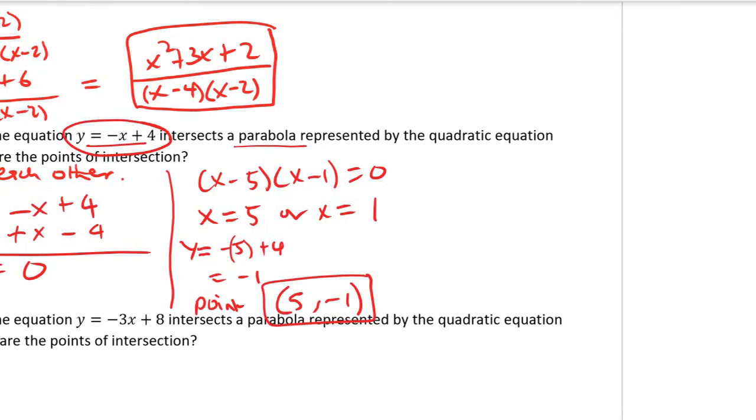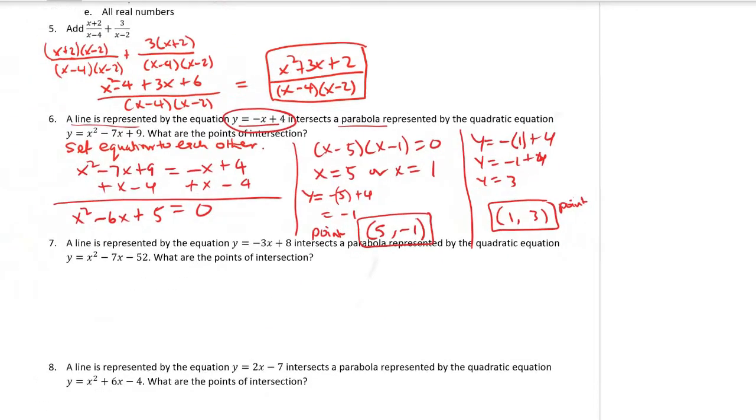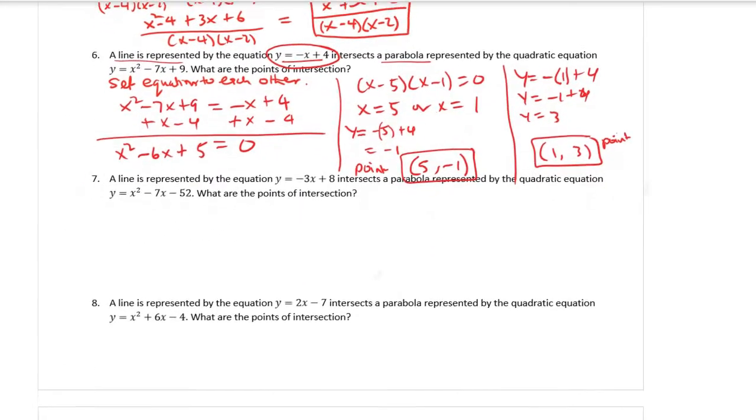Then we plug in 1 again, or the other one. So plug in x equals 1. That will be y equals negative 1 plus 4, which is 3. So the other intersection will be (1, 3). So you have 2 points of intersection. So that's basically how you do it.